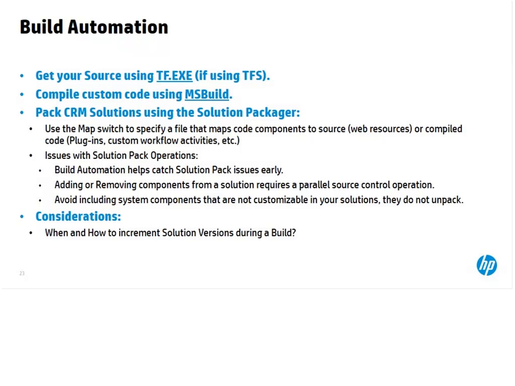There can be a couple of issues that you may run into when you pack solutions. Build automation is important in order to help you catch problems with solution packs early in the process. So if you're doing a nightly build, you know that same day that the previous day something went wrong. You don't have to wait until you want to release to a downstream environment to find out that something has gone wrong.